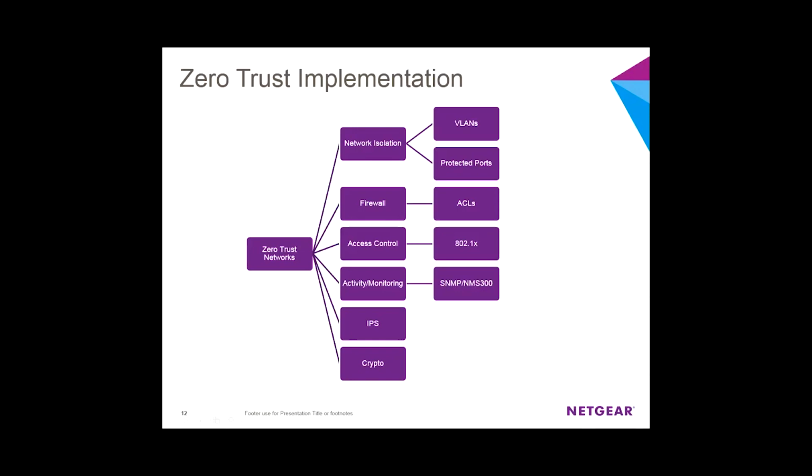We have two different ways to do that. We have VLANs that we're going to cover today, and we have something called protected ports, and I'm going to show you the main features of these protected ports. We have firewall. The switching area can also act as a firewall using ACLs. So we can use the switches as a network firewall. We have this capability in our smart and managed switches, and we can use it to implement a firewall inside our network.